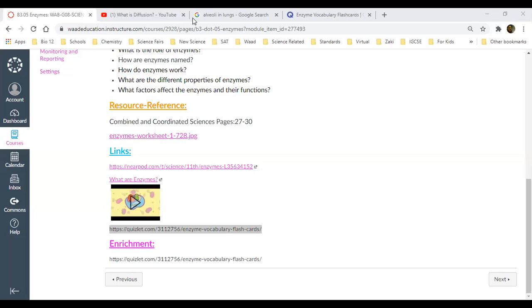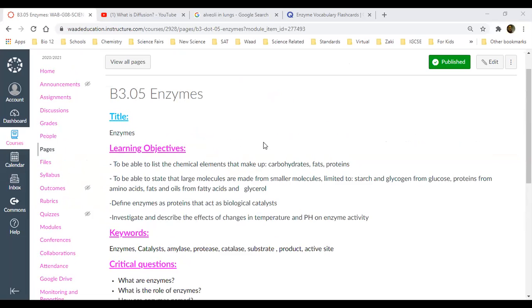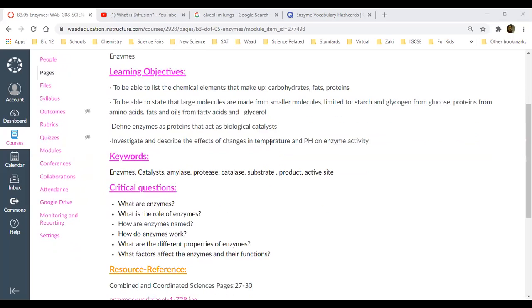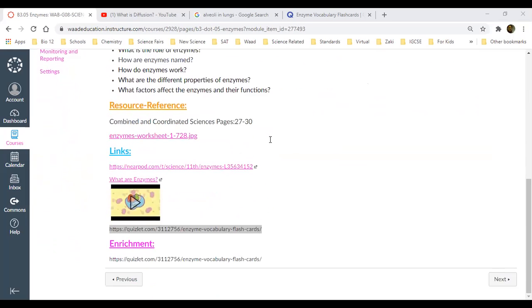And today we will be doing the topic of enzymes. I'm on the canvas right now. The learning objectives are with us. We have recently studied the biological molecules that are carbohydrates, fats, and proteins. And now we will look at how they're going to be digested, what enzymes are and what the role of enzymes is, how they were named, how they work, and what their different properties are. So we're going to be studying these.